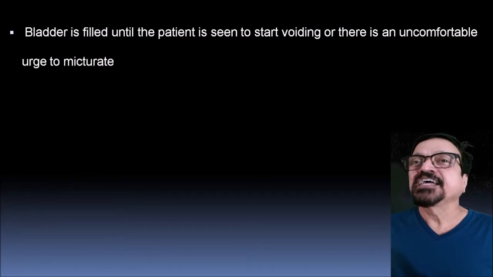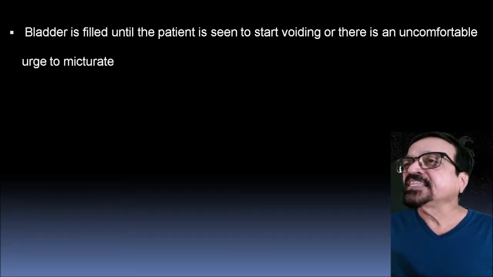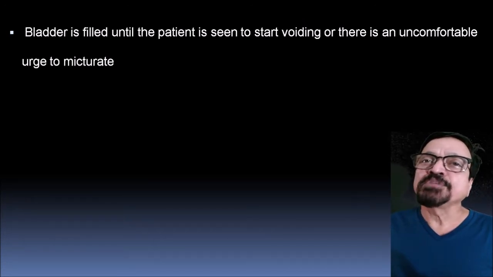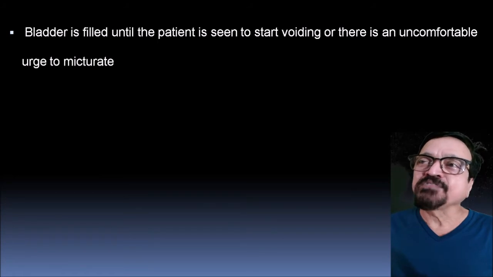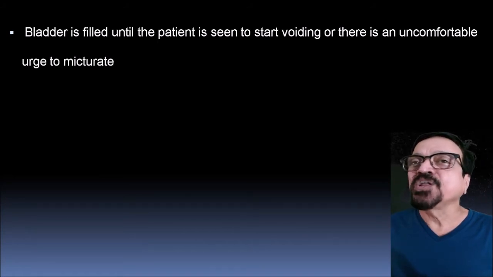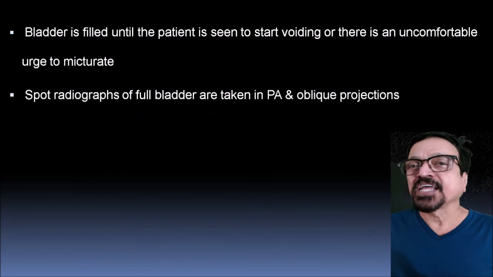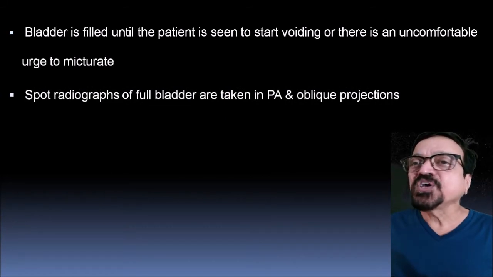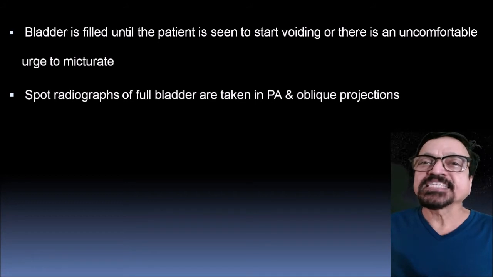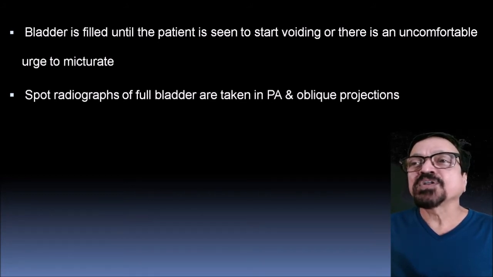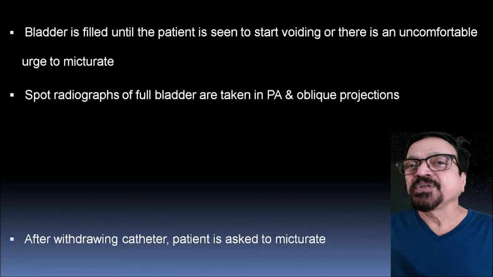before planning a procedure. The bladder is filled until the patient is seen to start voiding or there is an uncomfortable urge to micturate. Our practice is to fill it, and we use a small feeding tube so that the urine starts flowing from the side of the catheter once the bladder is full. We do not go with the mathematical formulas. The spot radiographs of the full bladder are taken in PA and oblique projections. Though it is suggested, our practice is to take overcouch films and not spot films.